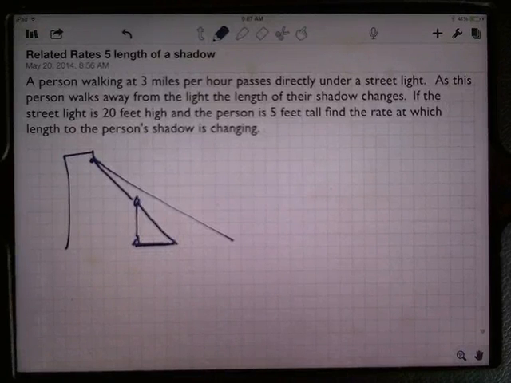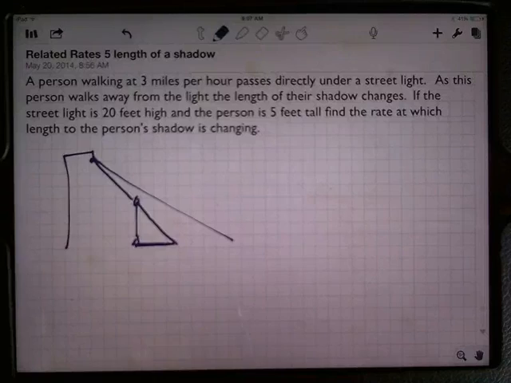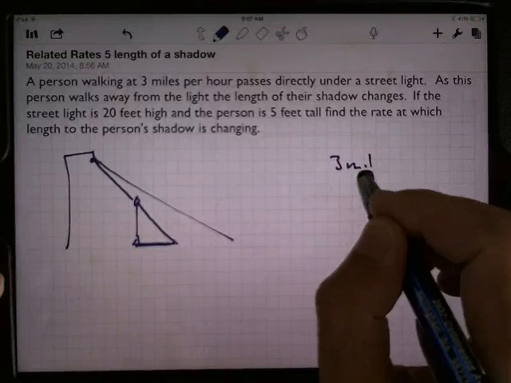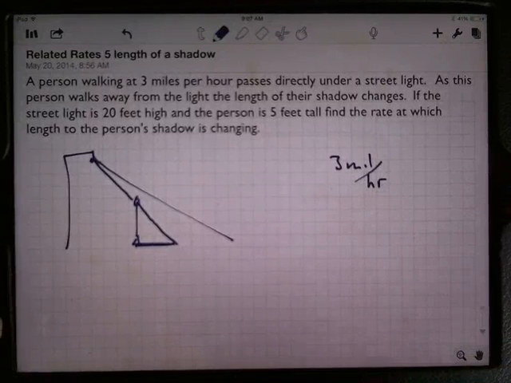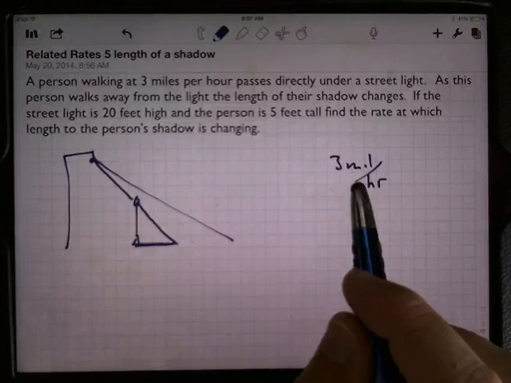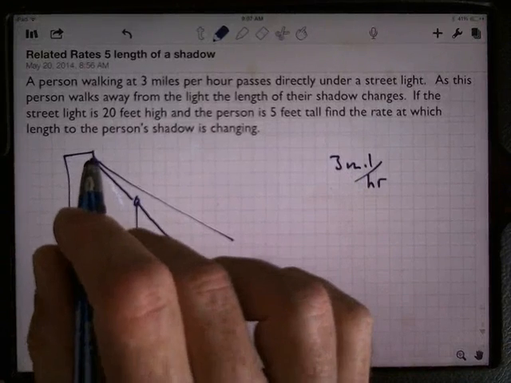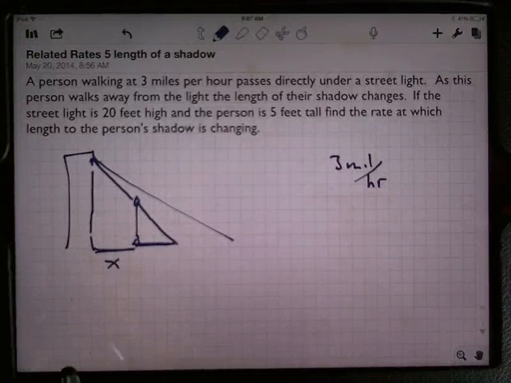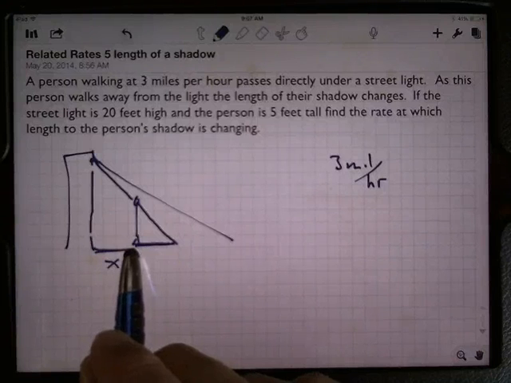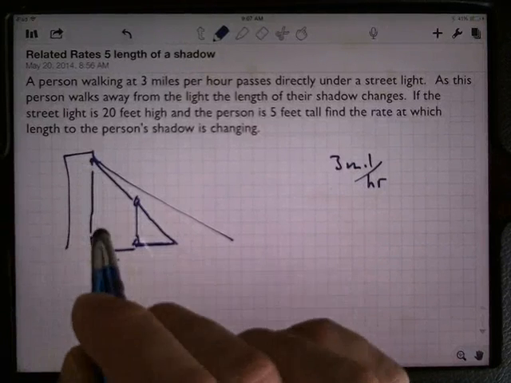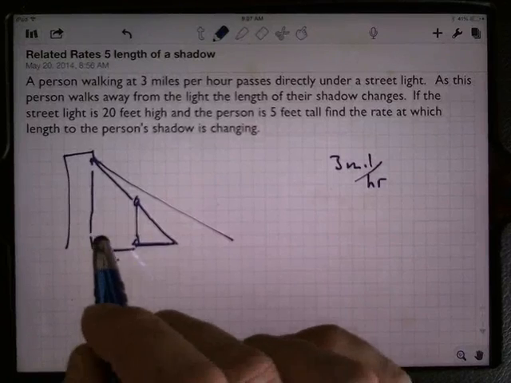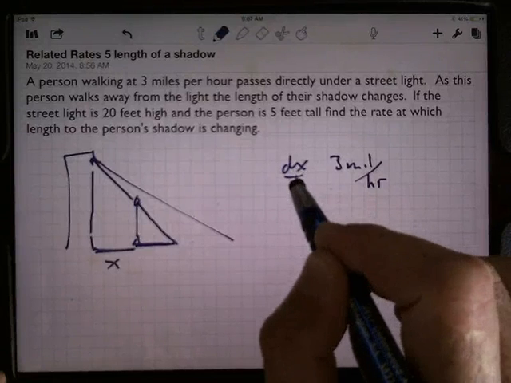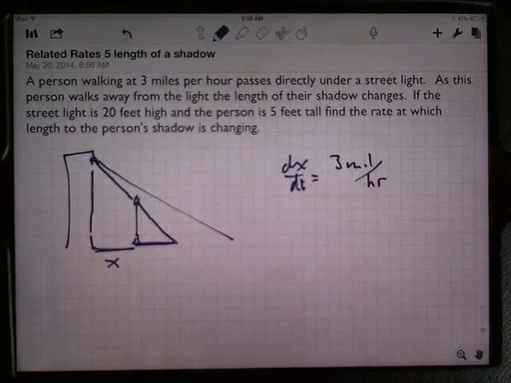Now, a person is walking at 3 miles per hour. 3 miles per hour is a rate of change, right? It is a rate of position change. So if we drop a perpendicular right down from the light, say this length right here is x, that is the person's position, measured from straight underneath the light. So dx/dt is 3 miles per hour.